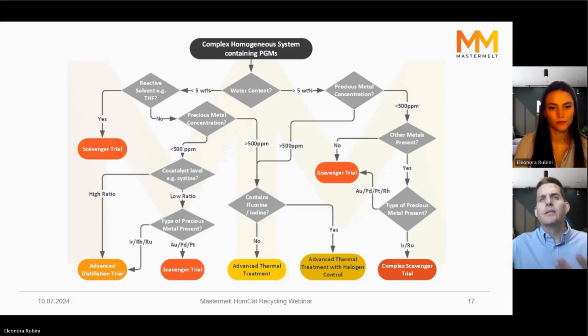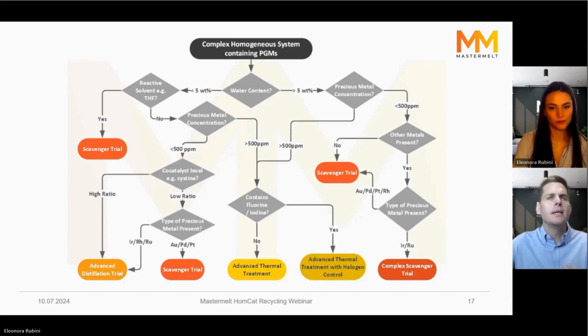If we answer that question again about the precious metal concentration and it's less than 500 ppm, the next question we ask is what metals are in there, and if there is only the one metal, then a scavenger trial would be most appropriate. And then we need to look at what metals are in there. If it happens to be iridium and ruthenium, then we typically see that a complex scavenger trial is needed.